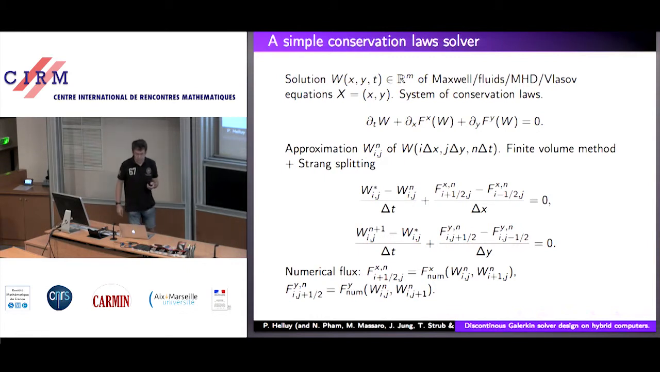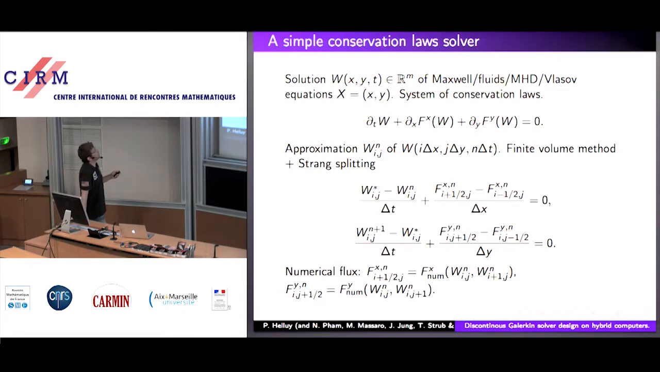So we consider a system of conservation laws, and for simplicity, I will take only a two-dimensional system here. So the flux has two components, Fx and Fy. And you can think that it is a Maxwell equation, fluid equations, magneto-hydrodynamics, or the reduced Vlasov equation that I presented just before. A very simple way to solve this system is to solve successively two one-dimensional systems by the Strang splitting approach.